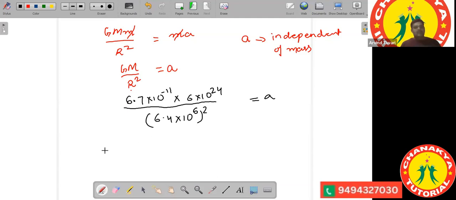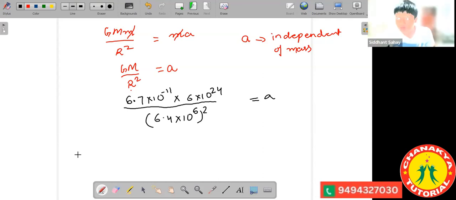Do this. Siddhant, your camera is not on. Neha, are you calculating? Yes, sir. Okay.